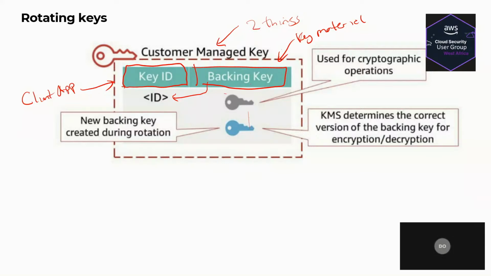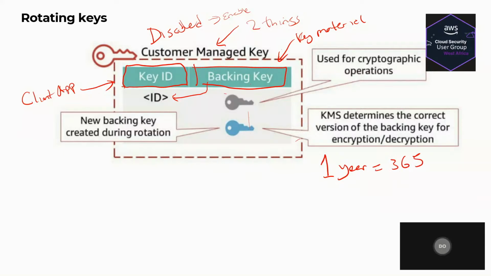So by default, for a customer managed key, key rotation is disabled by default. Keep this in mind, it's disabled by default. However, we can choose to enable it if we want. If we enable it, how often can we get it to rotate? Well, keep this in mind also. We can get it to rotate every 1 year. Every 365 days, we can get it to rotate.